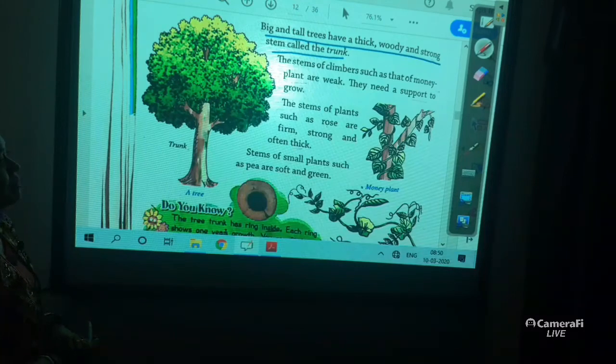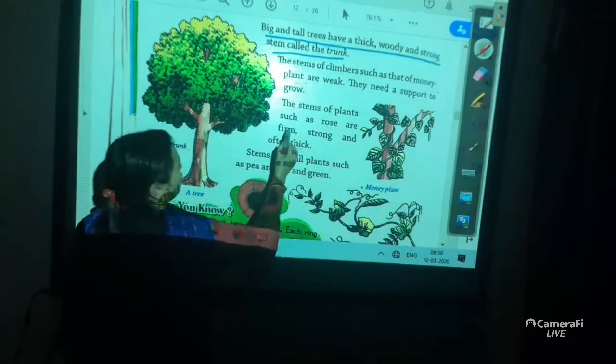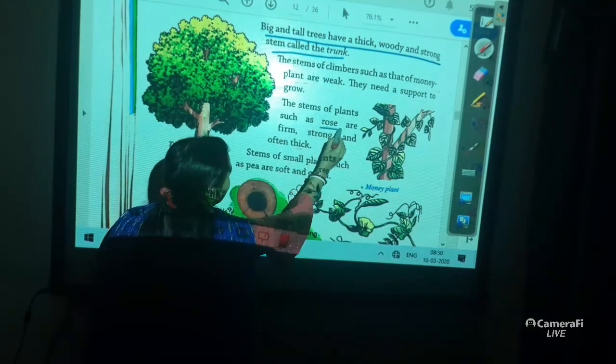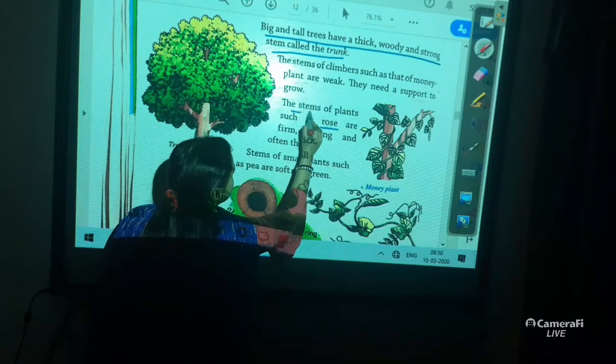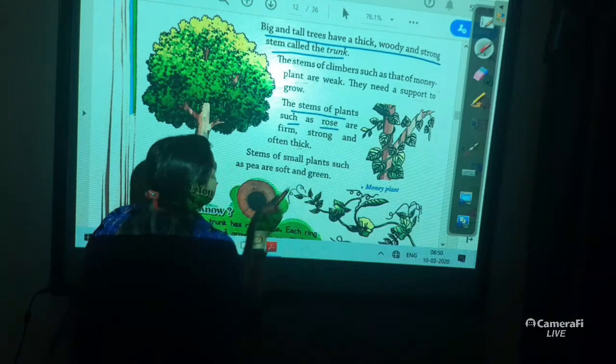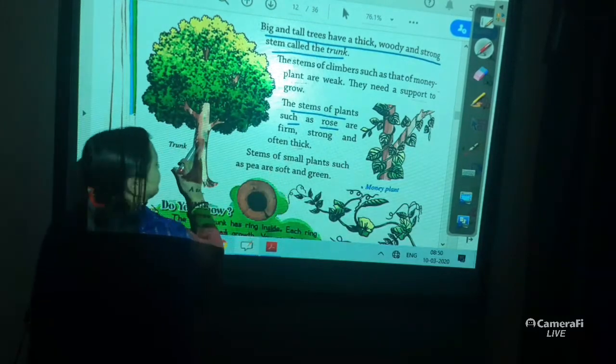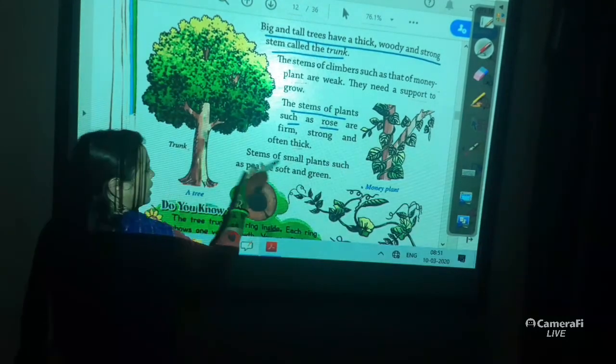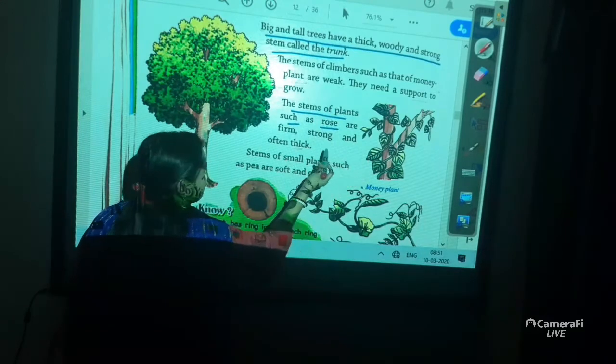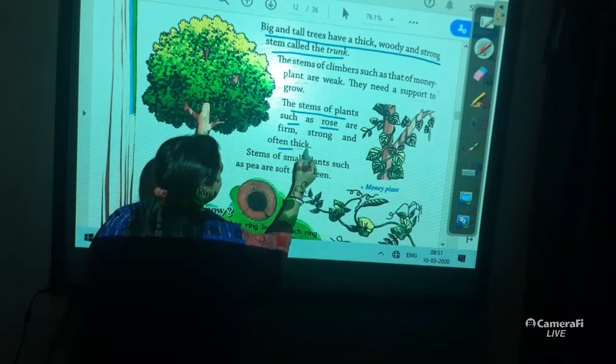The stem of plants such as rose are firm, strong and often thick. लेकिन जो ये सारा प्लांट के बारे में बता रहे कि रोज, हिबिस्कस, ये सारा जो प्लांट की स्टेम है वो थोड़ा सा मोटा होता है, बट नॉट लाइक द ट्री के जैसा नहीं, लेकिन हाँ इतना पतला भी नहीं होता है, थोड़ा सा मोटा होता है. Firm, strong and often thick.